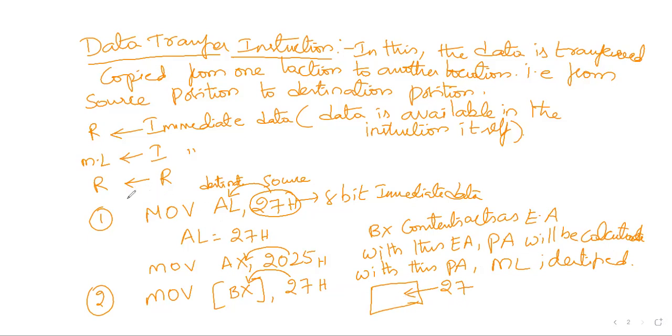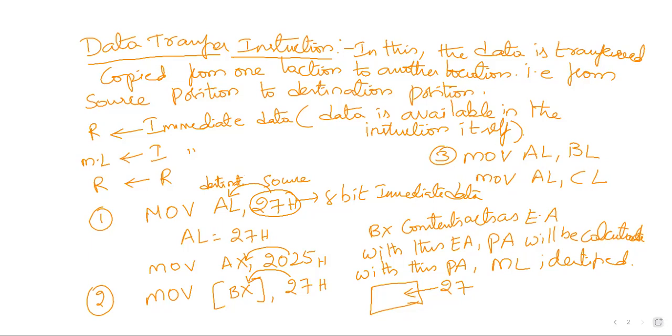Similarly, register to register. Register to register means what? Simply MOV AL, BL. That means BL register contents are transferred to AL. Similarly, MOV AL, CL means CL register contents are transferred to AL register. That is register to register, just copied. This is one type of data transfer instructions.